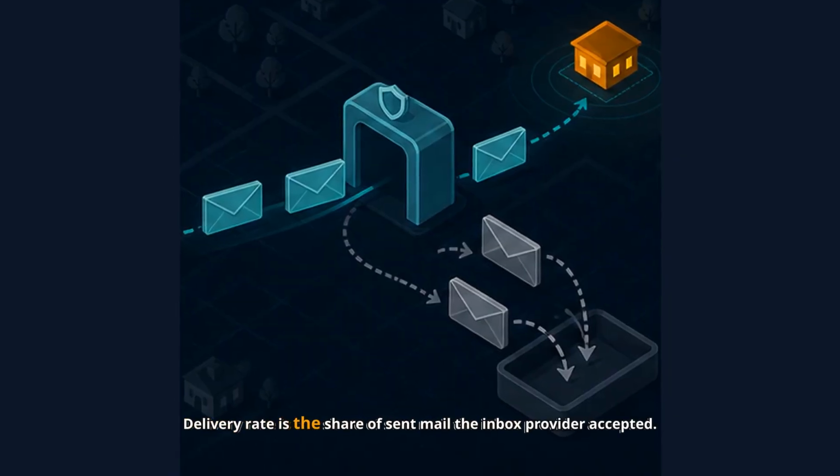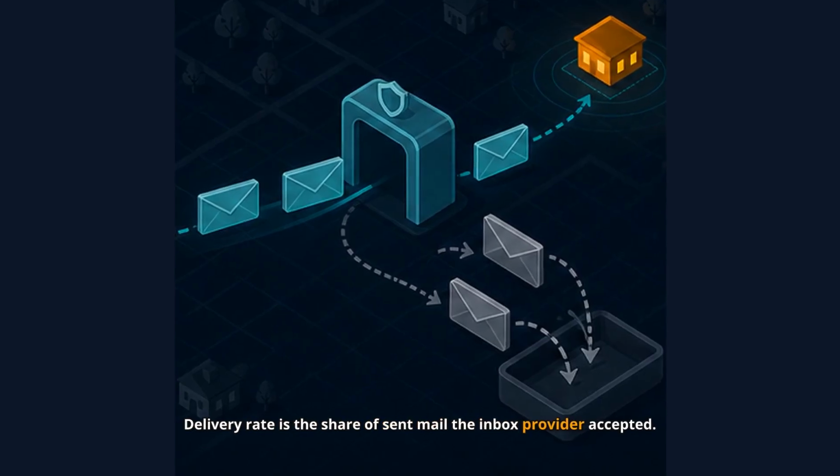Gate 1 is delivery and bounce. Delivery rate is the share of sent mail the inbox provider accepted. Bounce rate is the share it rejected. A great campaign sent to dead addresses is just a great campaign nobody saw. 2 kinds of bounce. A hard bounce is permanent. A dead address, suppress it forever. A soft bounce is temporary, a full inbox or a server hiccup.